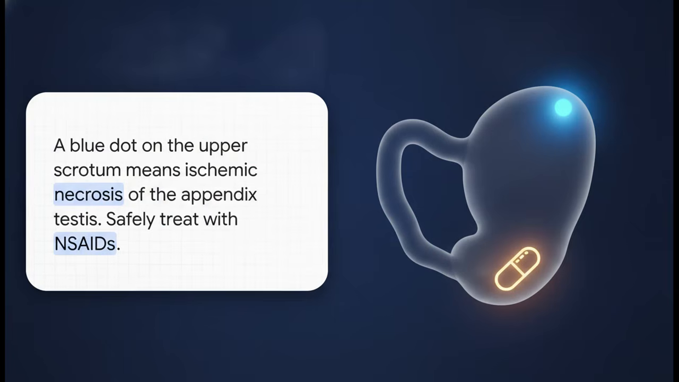Here's a fantastic trick for those of you rotating through pediatrics. If a kid presents with acute scrotal pain, look very carefully at the upper pole of the scrotum. If you see a distinct blue discoloration shining through, the classic blue dot sign, you're looking at ischemic necrosis of the appendix testis. It's just a twisted vestigial remnant. The great news? It's a benign condition that does not require the OR. You can confidently treat this conservatively with NSAIDs and bed rest.